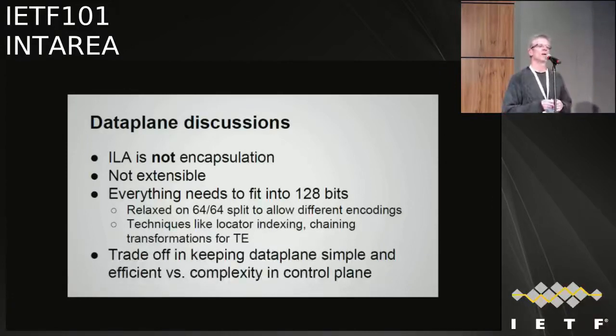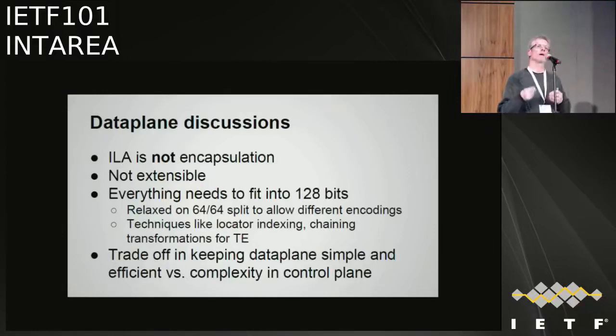address modification. Because everything needs to fit into this small space, we have relaxed a little on the canonical 64-64 split. For instance, in ILNP, there was this idea of a 64-bit locator and 64-bit identifier. That's simple architecturally, but when you start thinking about different encodings and different things we might want to do, it's a little less flexible. So we're relaxing on that, and that gives us the ability to do some interesting techniques. One of the techniques is locator indexing, which we would use if we wanted to encode /64 assignments into ILA. Another one is chaining. So instead of just doing one ILA transformation, we may do multiple ones on the path.